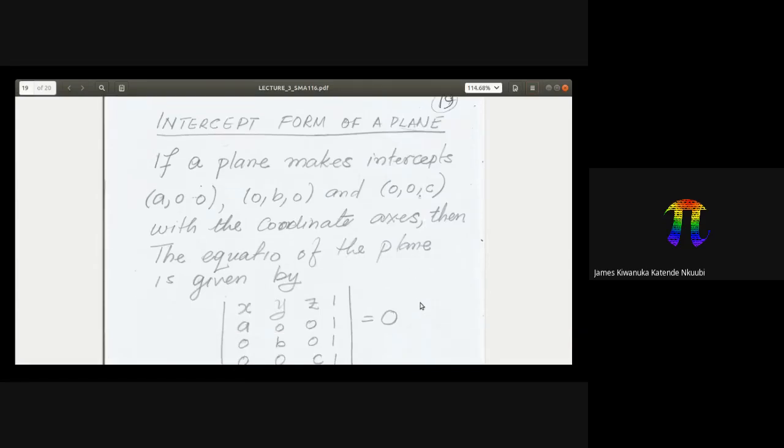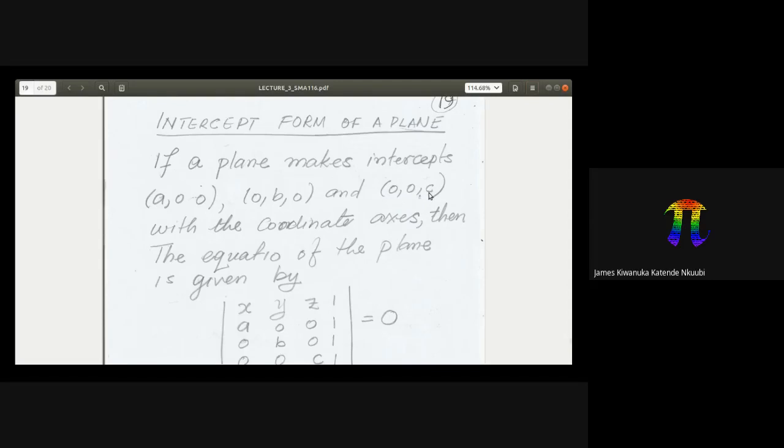So now the third form of the plane that we can come up with is what we call the intercept form. This one requires us to pick the points at which the plane cuts the x, the y, and the z axis. So if those points are listed as follows, the first point at which the plane cuts the x axis would be a, 0, 0. The second point is 0, b, 0, and the third point is 0, 0, c.